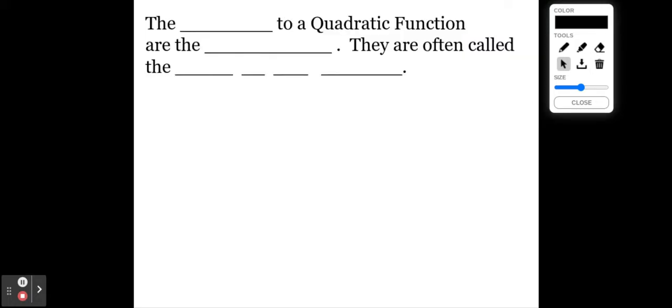So first of all, the solutions to a quadratic function are just the x-intercepts. It's the place where the parabola is going to touch the x-axis on the coordinate plane, okay, x-intercepts. Now, these x-intercepts, these solutions are often called roots of the equation, and you're going to see why they're called roots here in just a minute when we start solving.